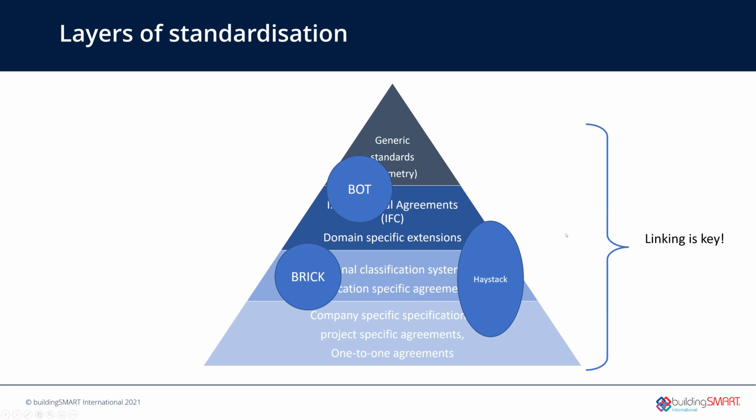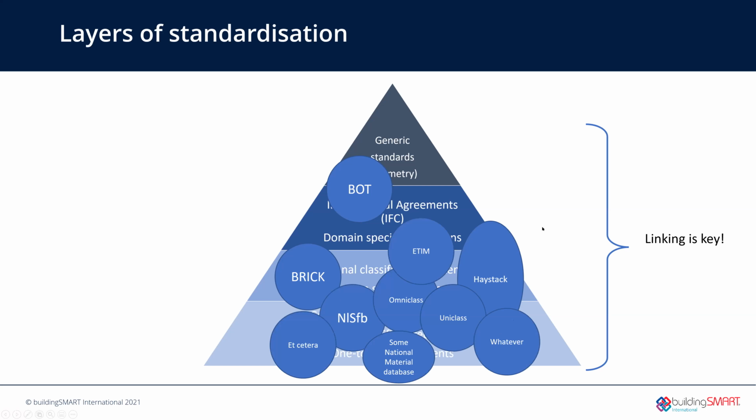So as an example, in our industry, we have a couple of these bigger classifications or even standards like ETIM, Omniclass, Uniclass, some national material database, whatever. And instead of them competing with each other, we really hope that those will be connected to each other and refer to each other. And IFC is then just one of the standards that can be referred to. Again, not higher or lower in any kind of hierarchy semantically.